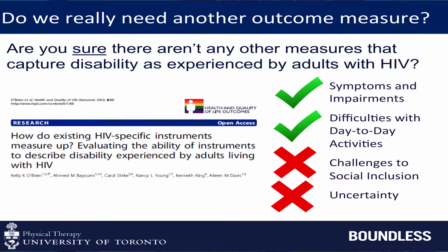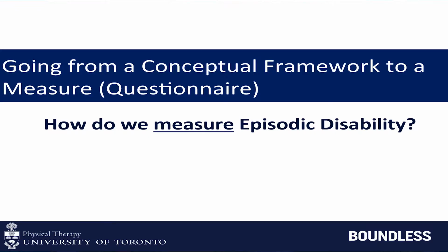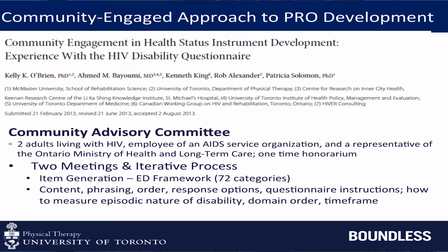So from there, we had a rationale to go from a conceptual framework to actually developing a patient-reported outcome measure. We were struck with how we actually go about this. I was very fortunate in my PhD and then moving on to my postdoc, which is where we're getting into the work that I did with Patty Solomon at McMaster University, moving from the qualitative work to the outcome measure development, collaborating with a very engaged community advisory committee that were integral to developing the items and refining this questionnaire.